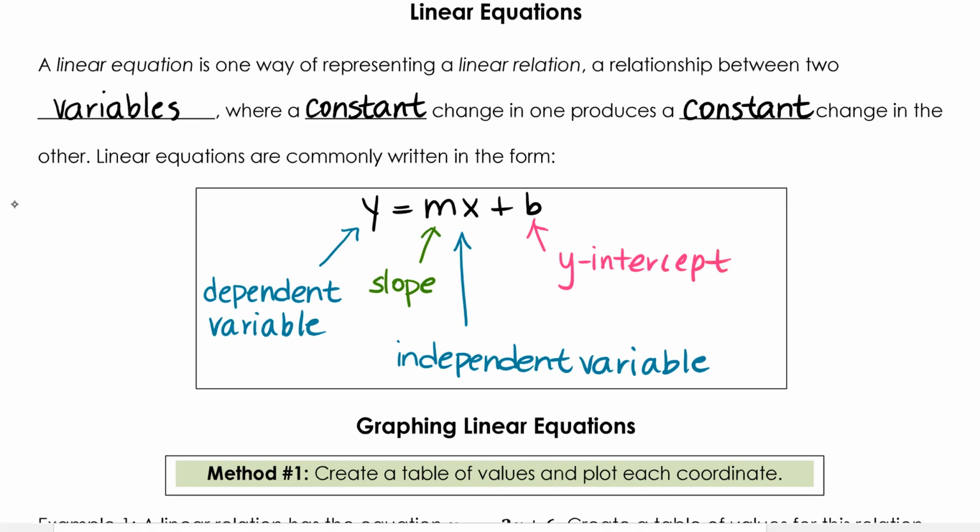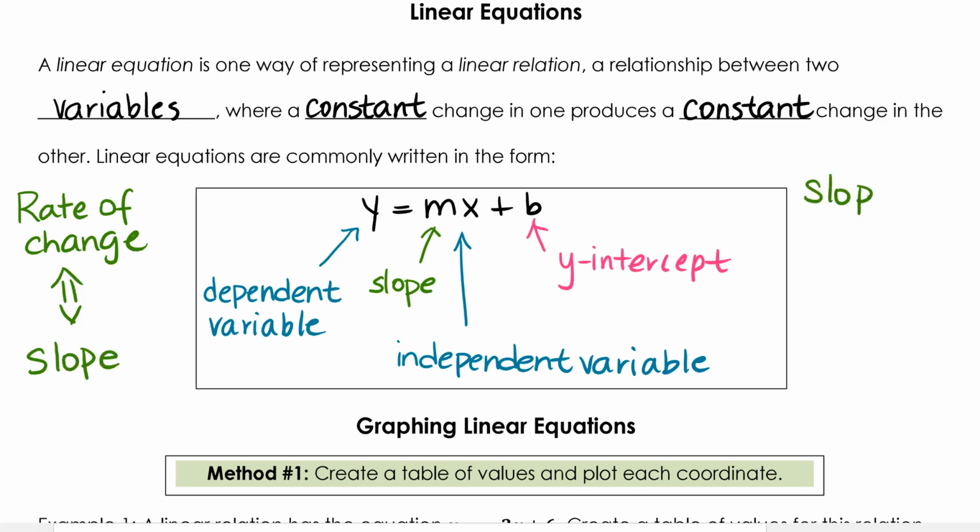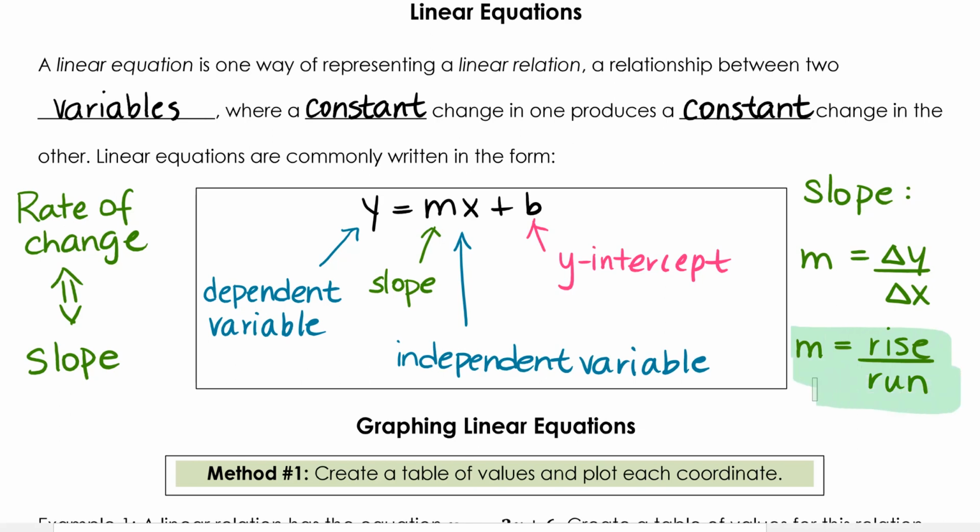Up until now, we've been saying rate of change instead of slope, but these are the same thing. And how do we calculate the slope? m is given by the change in y over the change in x, which is the change in y value between 2 points divided by the change in x value between the same 2 points. This is commonly abbreviated as rise over run, and you'll see why in a minute when we start exploring the graphs.